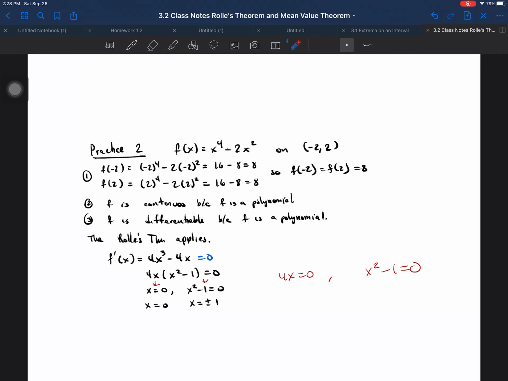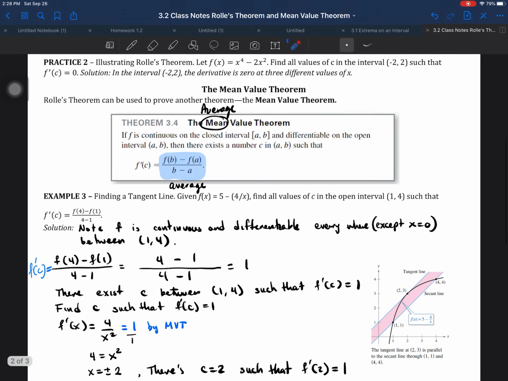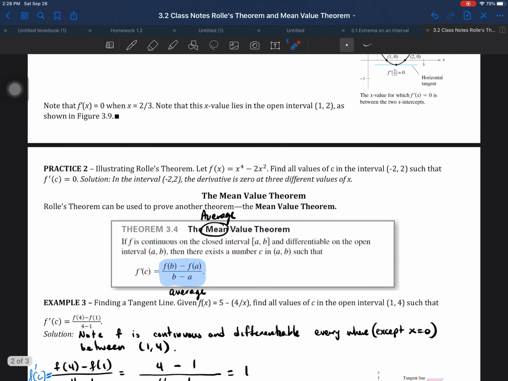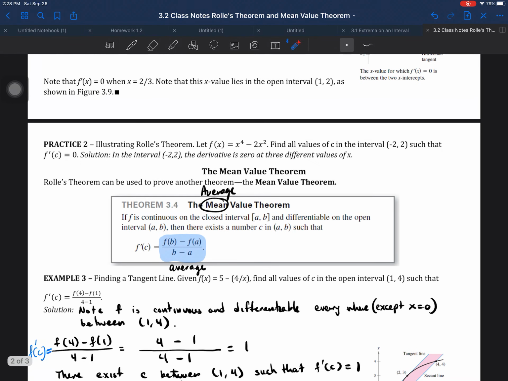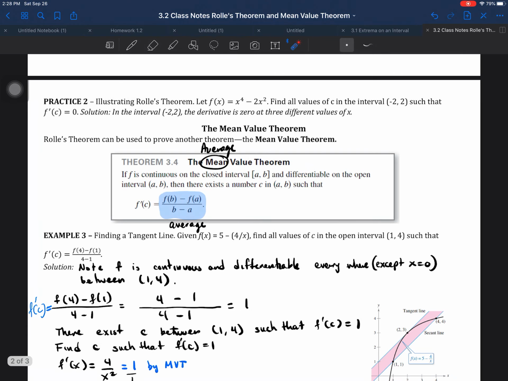Now if you notice, x equals 0, x equals 1, and x equals negative 1 are within the interval. So we have found in this case 3 values of x for which f prime will be 0 by using Rolle's theorem. Now remember, Rolle's theorem only guarantees us that there will be this value. It doesn't actually tell us how to find them, right? We actually just use an algebraic approach to find them.